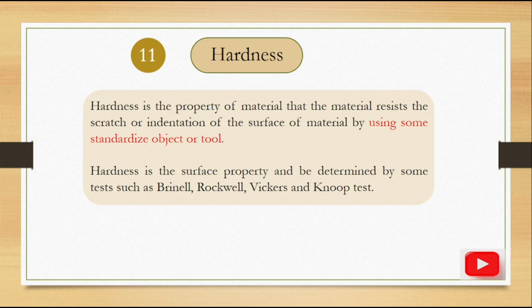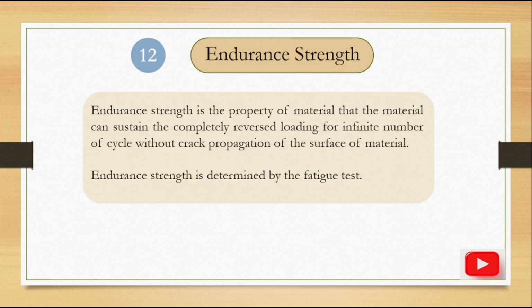Endurance strength. Endurance strength is the property of material that the material can sustain completely reversed loading for infinite number of cycles without crack propagation on the surface of the material. Endurance strength is determined by fatigue test.